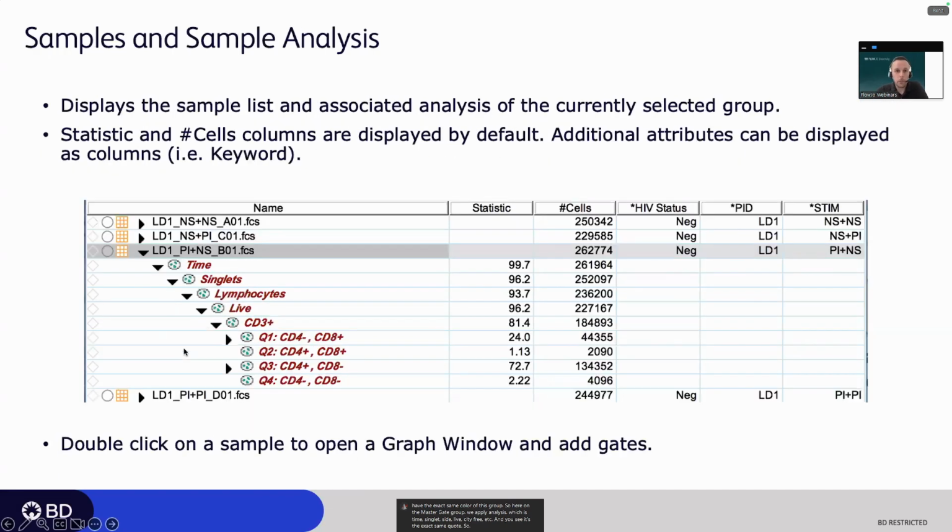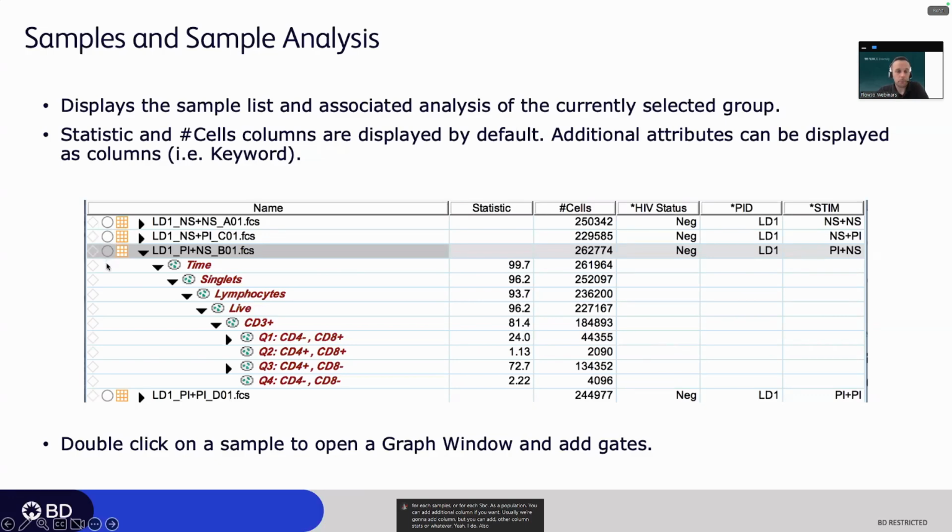So now let's go to the bottom part, which is the sample and sample analysis. When you select a group in the sample and sample analysis, you will see all the samples that are located in that group. As default columns, in that section you're going to have the sample name, the statistic, which is the percentage of parent, and the total number of cells for each sample or for each specific population. You can add additional columns if you want. Usually we're going to add our keyword column, but you can add other columns, stats, or whatever there.